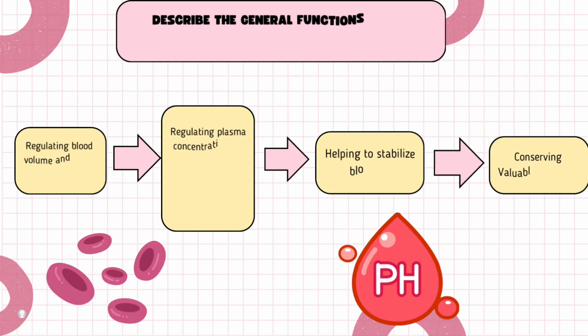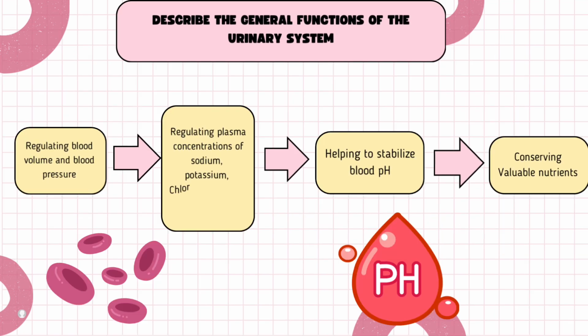All right, so to get right into it, we will describe the general functions of the urinary system. There are going to be four main ones. The first one is regulating blood volume and blood pressure. It regulates plasma concentrations of sodium, potassium, chloride, and other ions. It also helps to stabilize blood pH and helps conserve valuable nutrients.